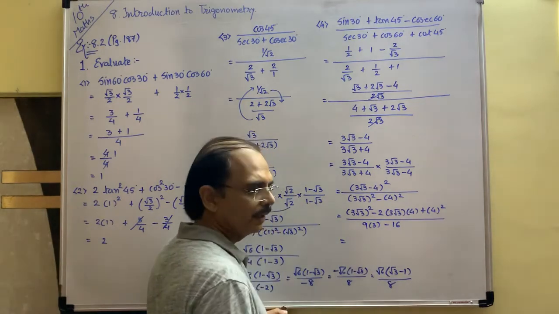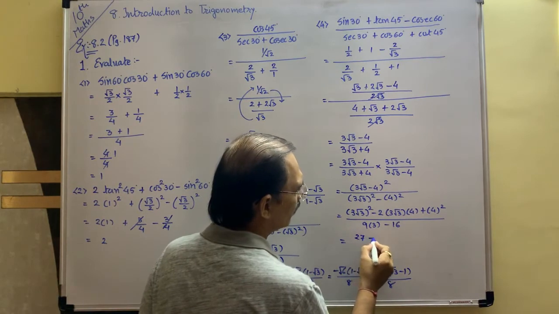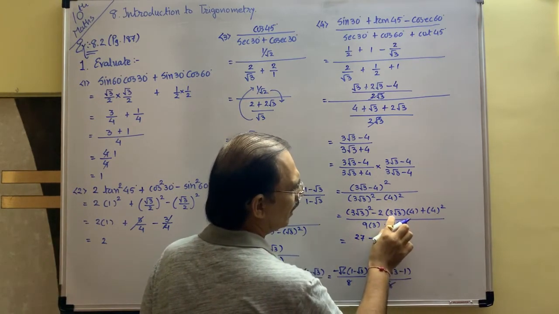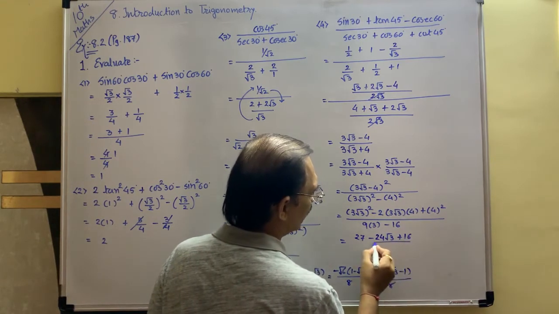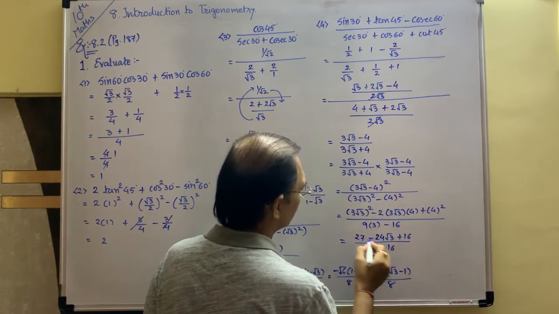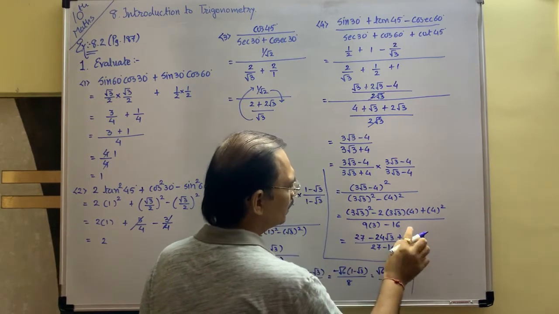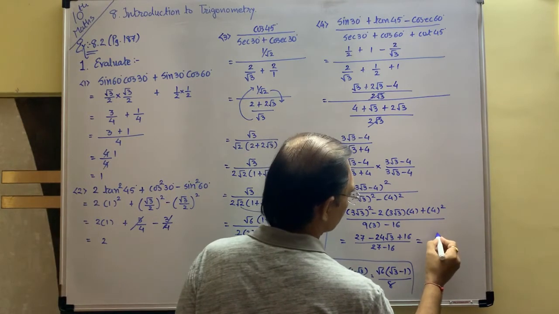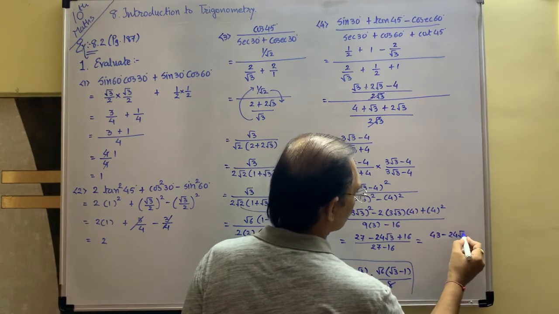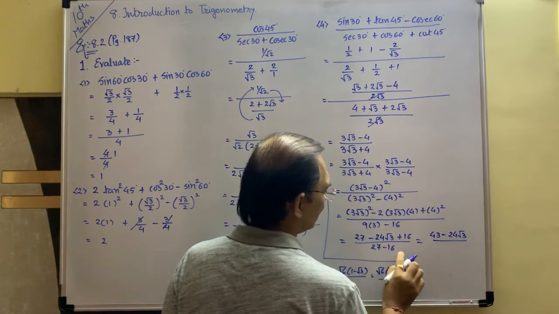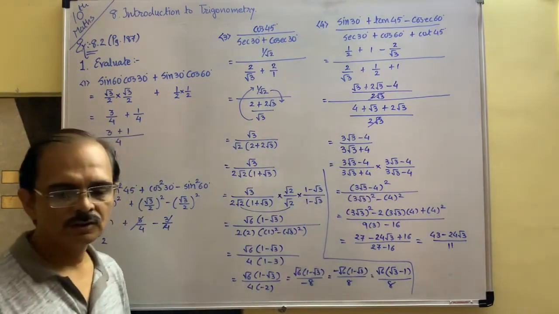See here, open the bracket. 3 square 9, root 3 square 3, 9 3s are 27, minus 4 3s are 12, 12 2s are 24 root 3, 4 square 16, upon 27 minus 16. So 27 plus 16 will be 43, minus 24 root 3, upon 27 minus 16, 11. This is your answer. This is your question number 4.